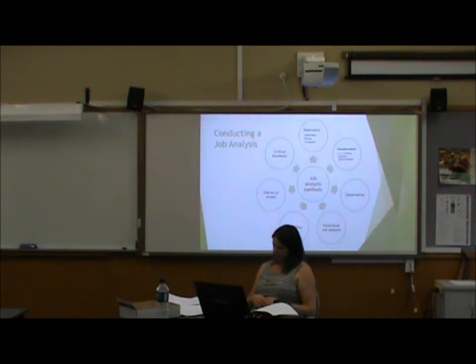Things like the position analysis questionnaire is a very structured analysis. If you Google position analysis questionnaire, there's a whole lot of different tools available online that you can use as an organisation to analyse the job against a whole lot of different factors. Those tools have been validated by industrial psychologists. They use those as a very structured approach to job analysis.